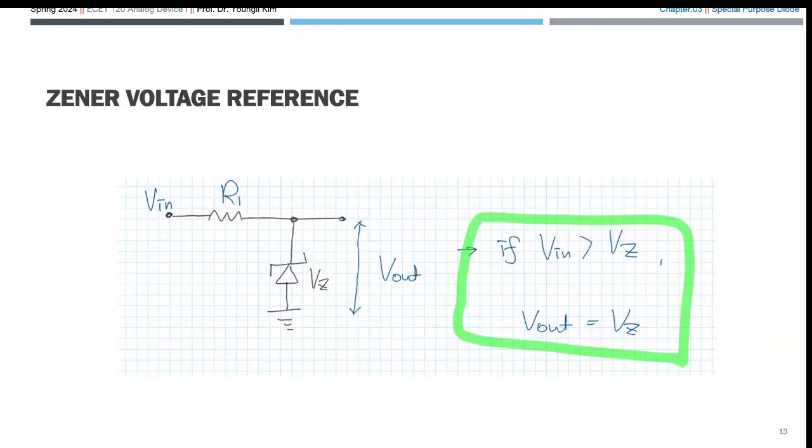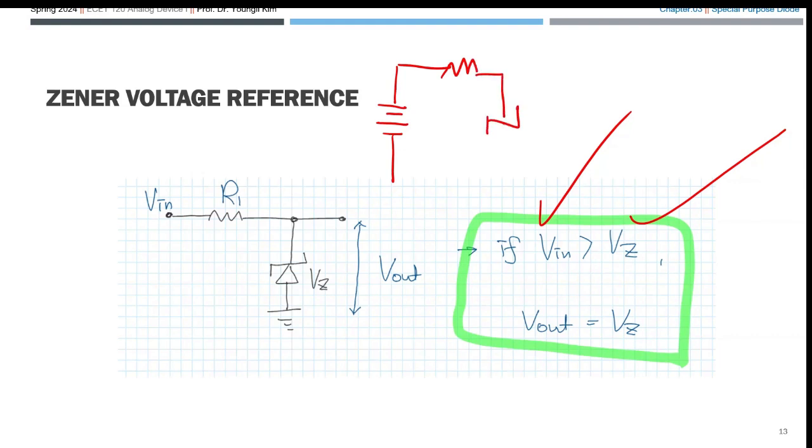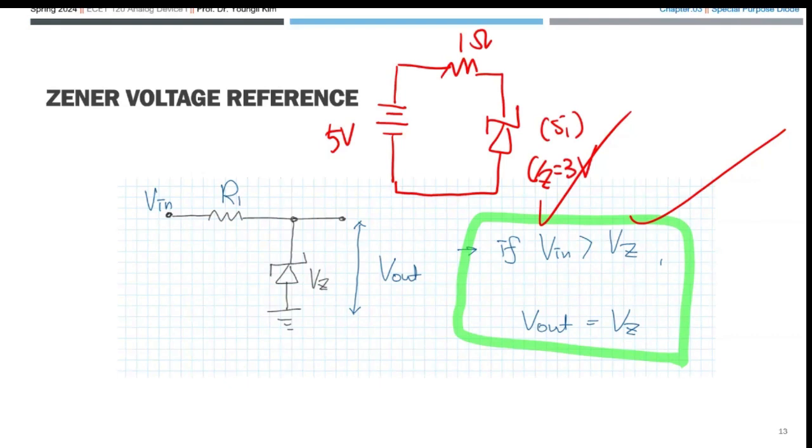That is very important. Now, the Zener diode operation under one condition in the reverse bias: if V sub in is greater than V sub Z, V sub out is equal to V sub Z. So what does that mean? Like this one here. This is 5 voltage, 1 ohm, silicon, and V sub Z, for example, 3 voltage. Now, we are looking for the V sub out here.